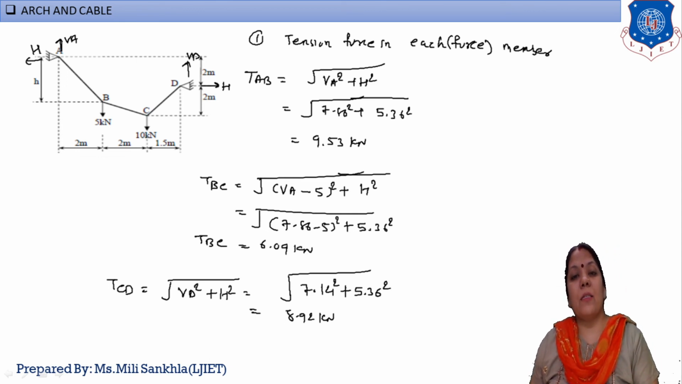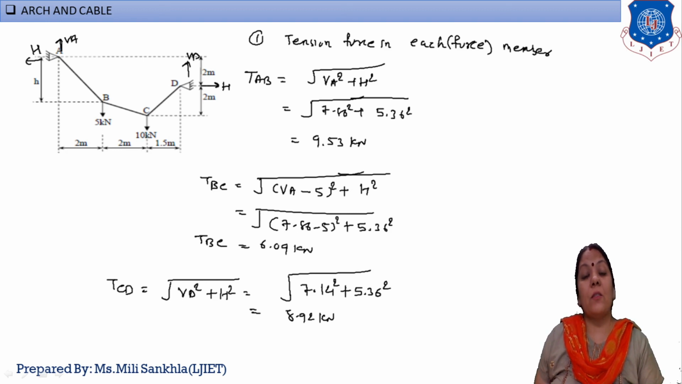In the last lecture we saw the last example of the cable. Just now we stop here.